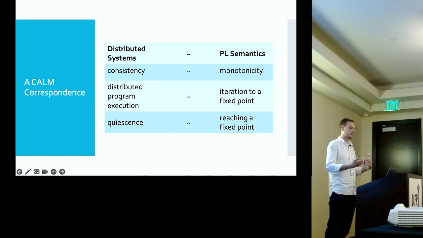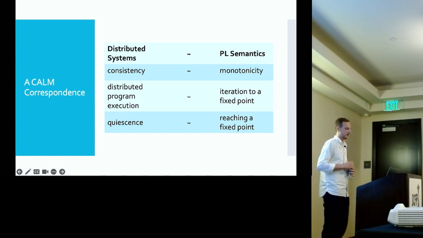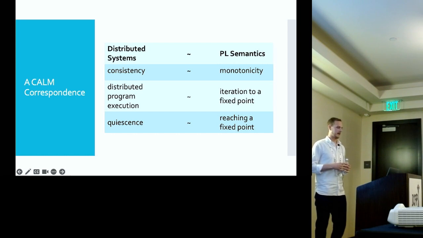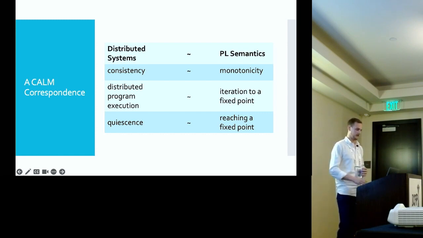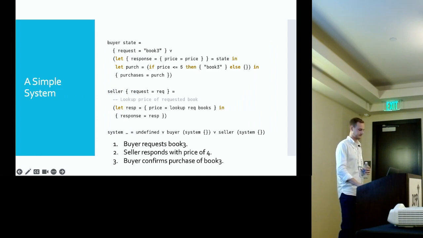Executing a distributed program is kind of like performing fixed point iteration in programming language semantics. And quiescence, the idea that at the end of the day, eventually, after everything's been delivered, all of the nodes in the system agree on a value, is just like reaching a fixed point at the end of the fixed point iteration. So you don't have to read this code just yet.